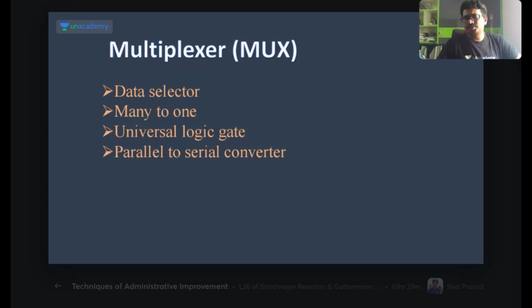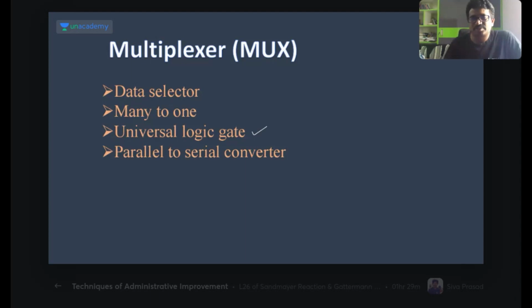As we know, a universal logic gate means what? All other gates we can implement by using NAND and NOR. That's the reason NAND and NOR are called universal gates. The same thing here: by using a multiplexer also we can implement all the others. That's the reason we call it a universal circuit also. Another name is parallel to serial converter. The parallel data will be converted to serial data. There are different names for these multiplexers.